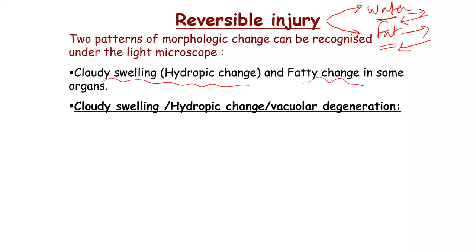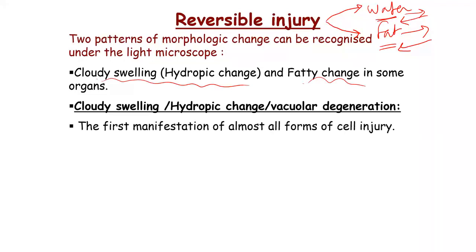Starting with cloudy swelling or hydropic change or vacuolar degeneration. All these are synonyms. كل دي أسامي لنفس الكونديشن، يعني كل الأسامي دي متساوية. Cloudy swelling equals hydropic change equals vacuolar degeneration. The first manifestation of almost all forms of cell injury. So it occurs at first. يبقى ده بيبان في كل أنواع الcell injury في الأول خالص.